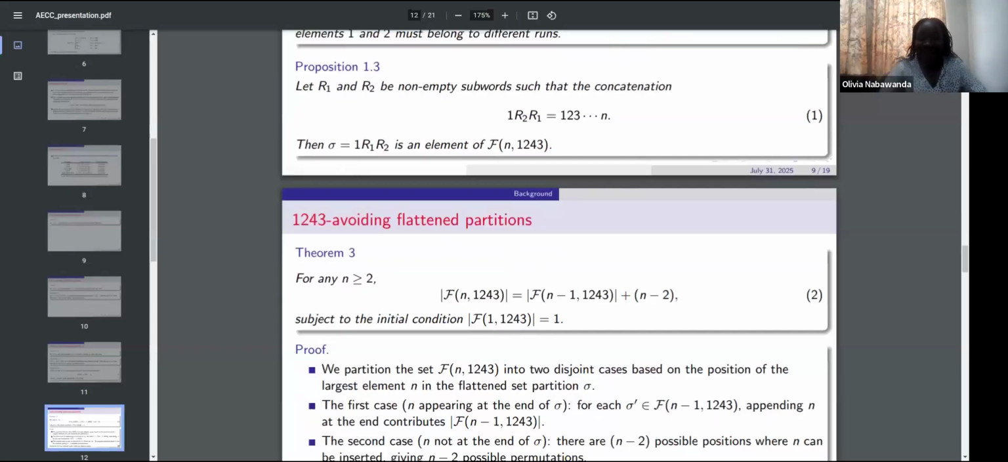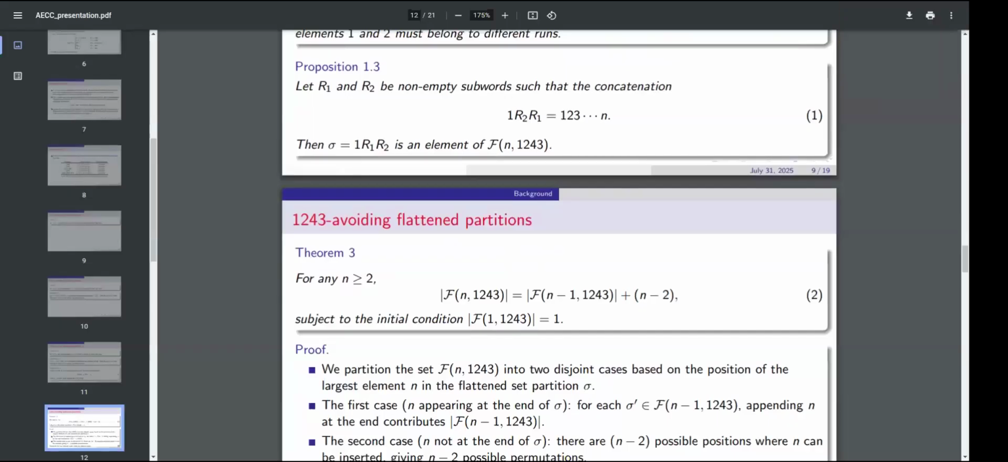We are still in 1, 2, 4, 3. 1, 2, 4, 3 avoiding pattern. So 1, 2, 4, 3. That's theorem 3.